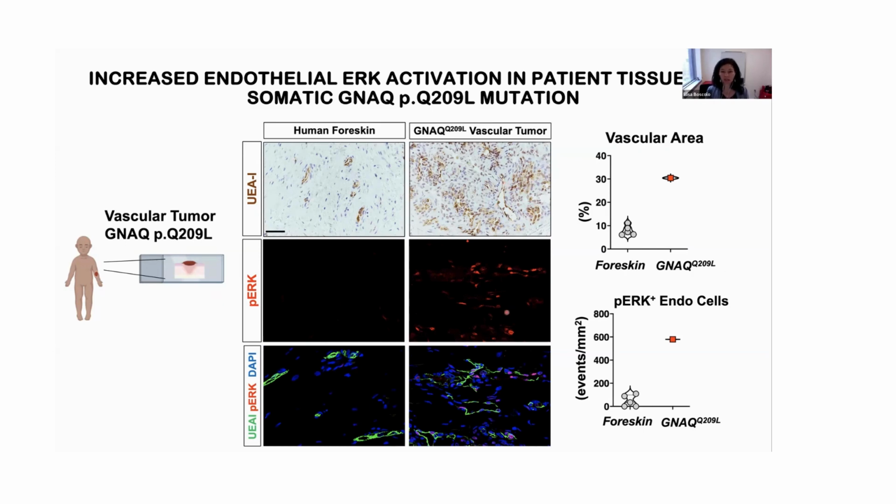And when we stain for phospho-ERK, you can see there is increased signal in the vascular tumor. And then we double label with phospho-ERK and UEA1 and quantify the number of cells that are double positive for phospho-ERK and endothelial cell marker. And you can see that this number is increased compared to foreskin tissue from 5 different donors.